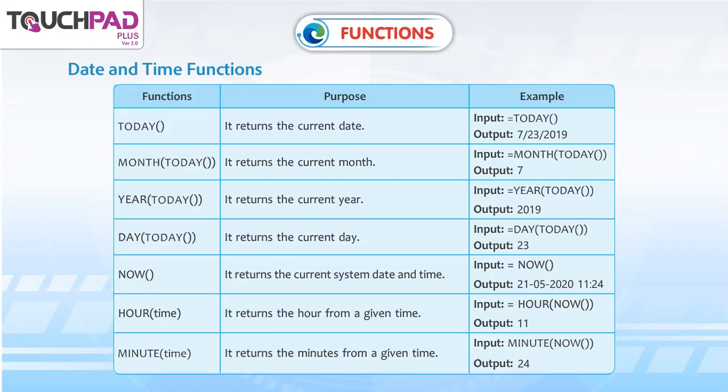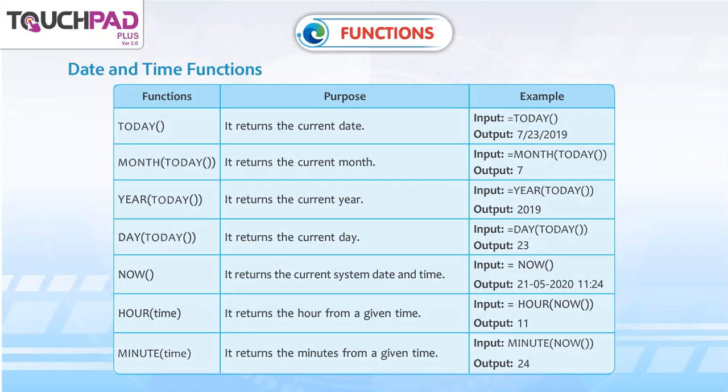DAY(TODAY()). It returns the current day. Input: =DAY(TODAY()). Output: 23. NOW(). It returns the current system date and time. Input: =NOW(). Output: 21-05-2020 11:24. HOUR(time). It returns the hour for a given time.